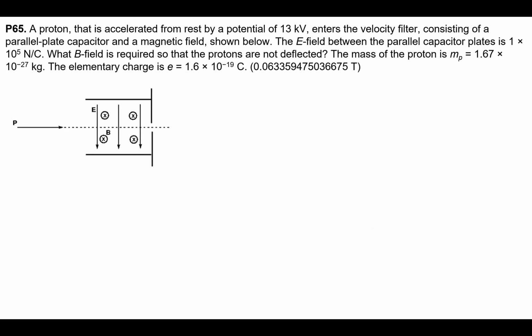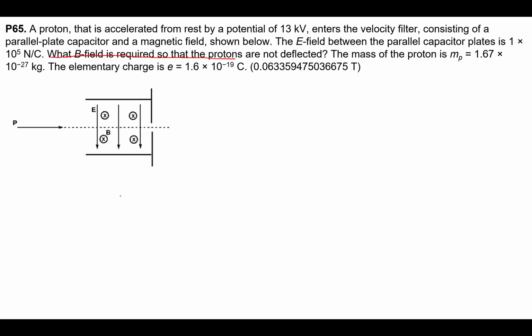A proton that is accelerated from rest by a potential of 13 kilovolts enters a velocity filter consisting of a parallel plate capacitor and a magnetic field. Okay, here the electric field between the parallel capacitor plates is about this, and the B field is required so that the protons are not deflected. What is the magnetic field required so that the protons are not deflected?